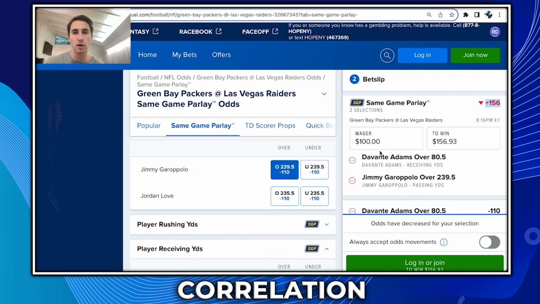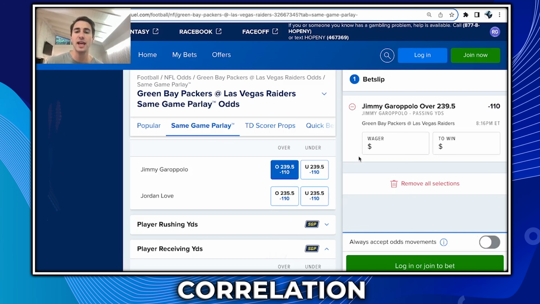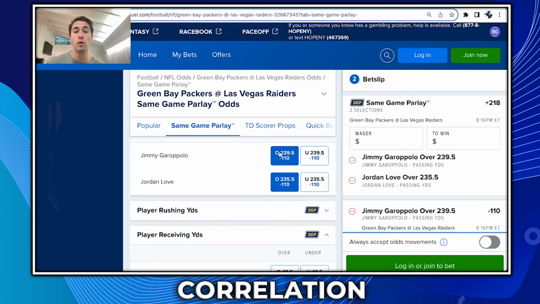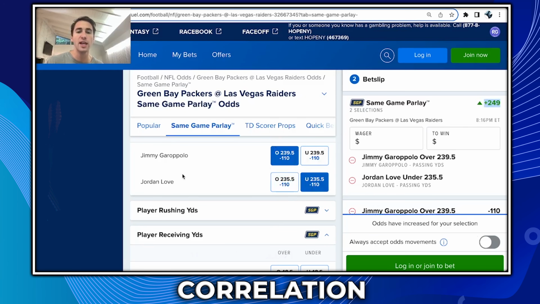because these plays are positively correlated. Now, what's interesting is you can look at correlation for a bunch of different plays. So if I take Jimmy G over and Jordan Love over, FanDuel gives me plus 218 for this little 2-pick same game parlay if we get rid of Adams. Now, on the other hand, if I take Jimmy G's over and Jordan Love's under, they're giving me a better payout than if I take both overs together.